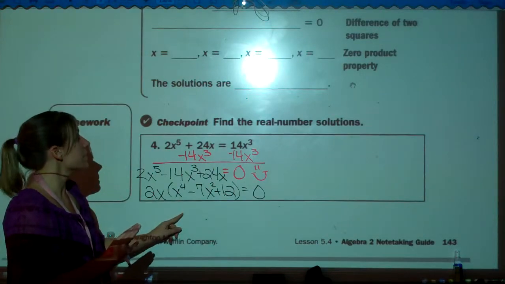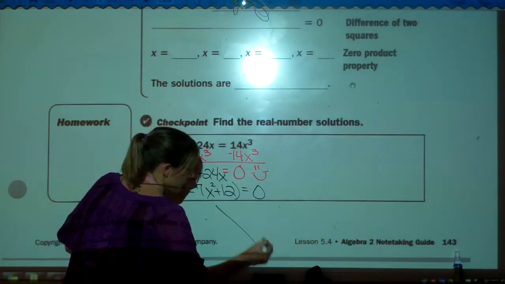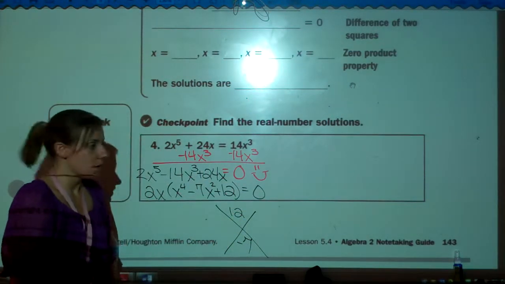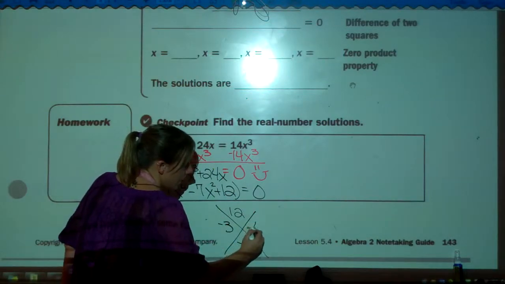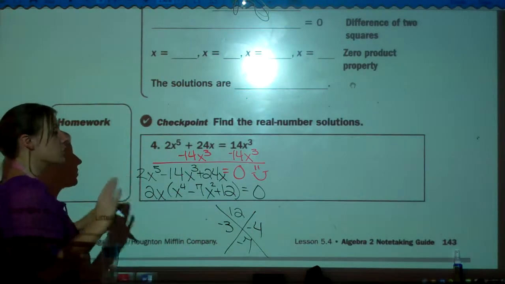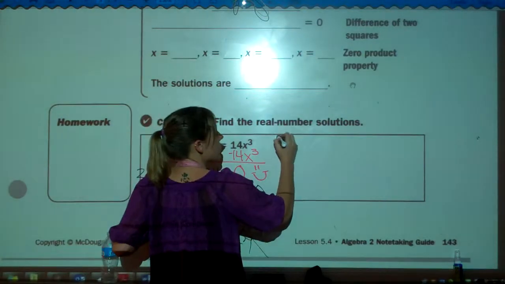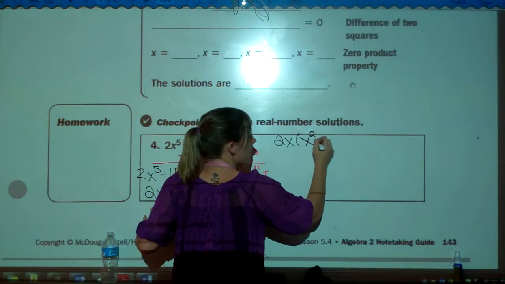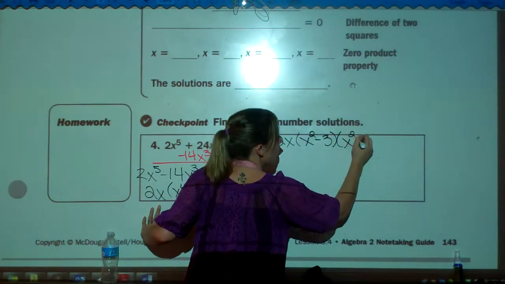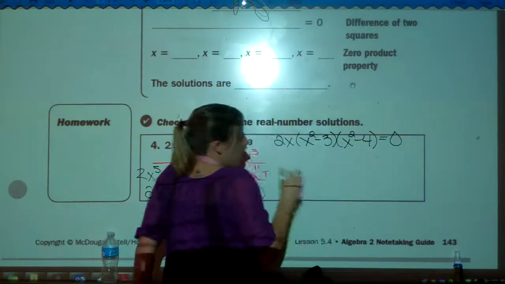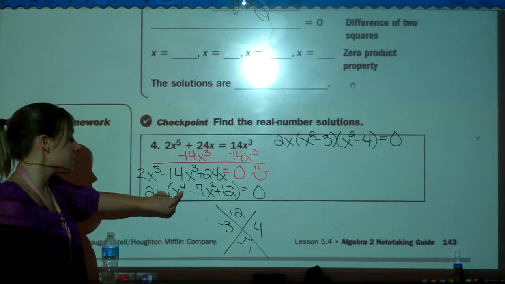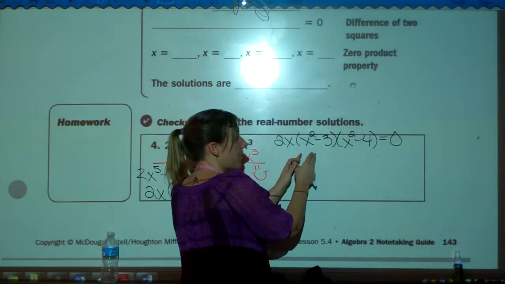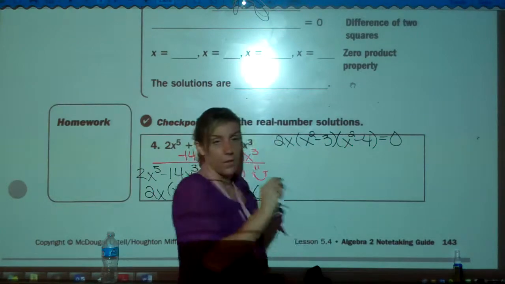The nice thing about this is that it is still basic. So what multiplies to 12 and adds to negative 7? Well, that is a negative 3 and a negative 4. So far, our factoring is 2x, because that was the GCF, x squared minus 3, and x squared minus 4, because we had an x to the fourth. So we cut that x to the fourth in half. Two of them go in this binomial, two of them go in that binomial.